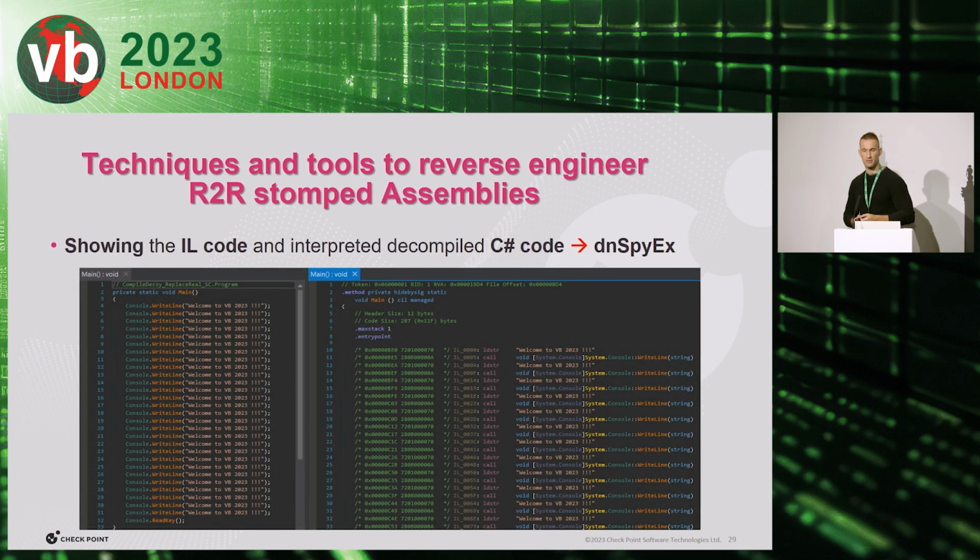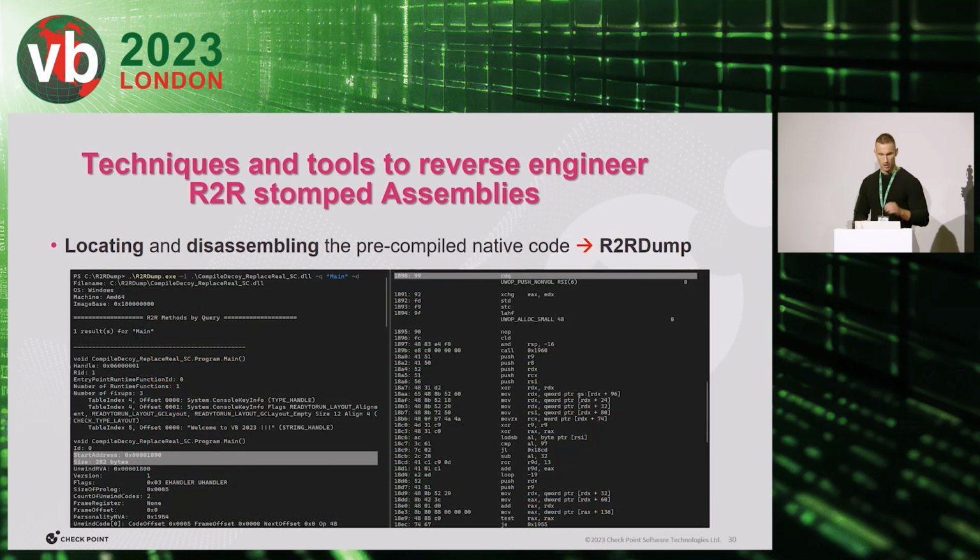Showing the IL code and decompiled C# code is very easy, and a lot of people already know that you can use dnSpyEx. But under the hood, dnSpyEx actually runs the ILSpy engine, so you can use it for the C# view and IL code view. You can also use ILSpy directly. And for locating and disassembling the precompiled native code, again, the R2RDump tool.